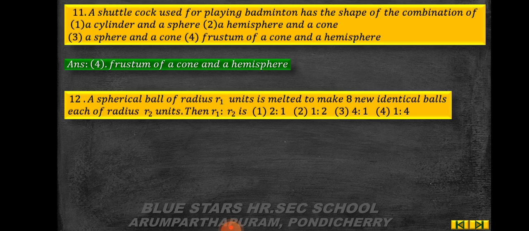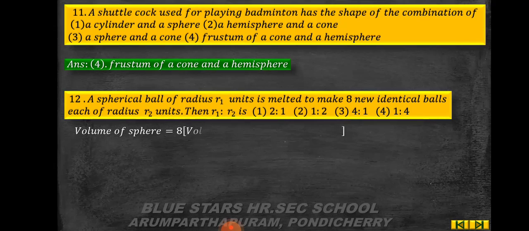Question number 12. A spherical ball of radius r1 units is melted to make 8 new identical balls, each of radius r2 units. Then r1 is to r2 is: option 1, 2 is to 1; option 2, 1 is to 2; option 3, 4 is to 1; and option 4, 1 is to 4.